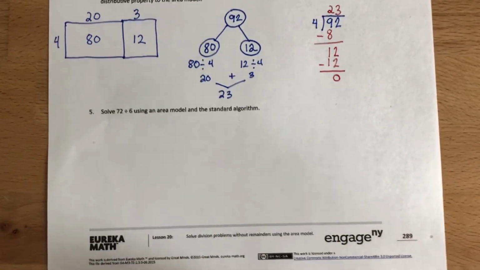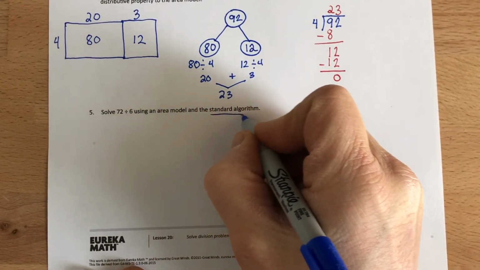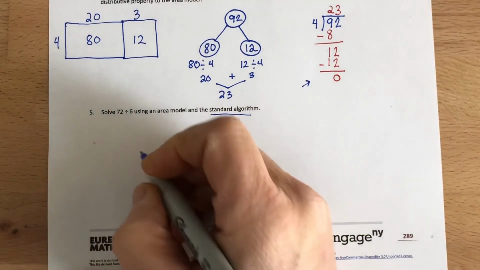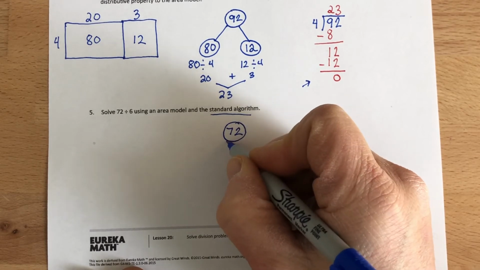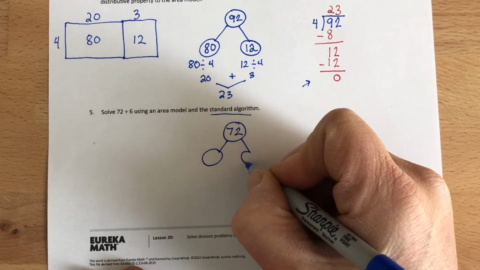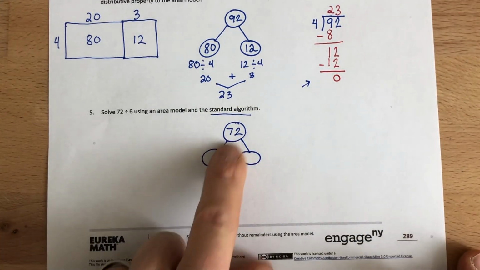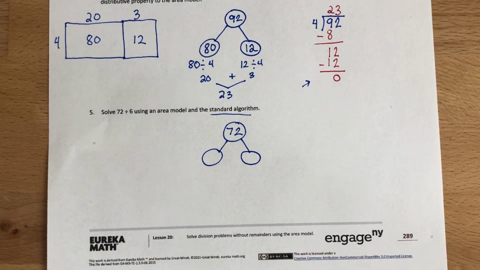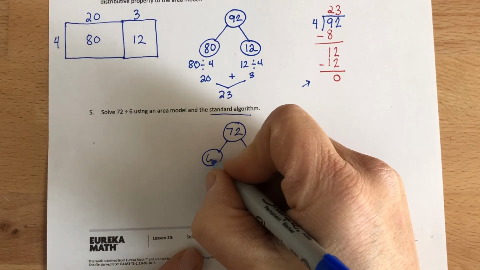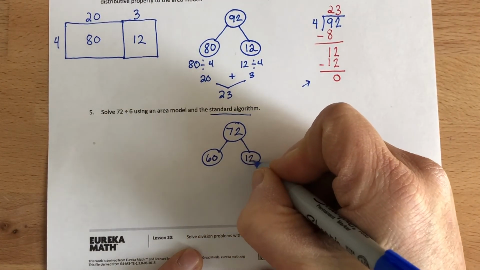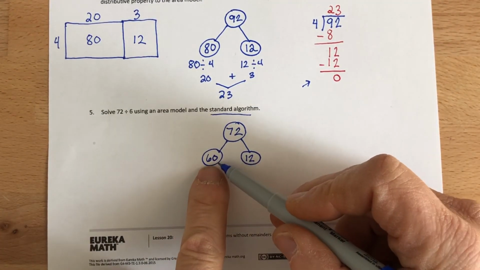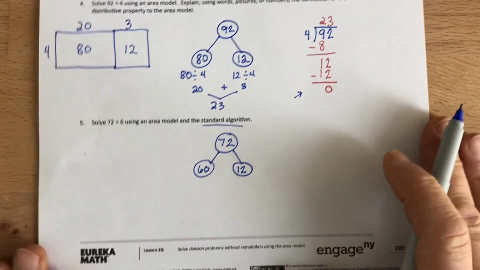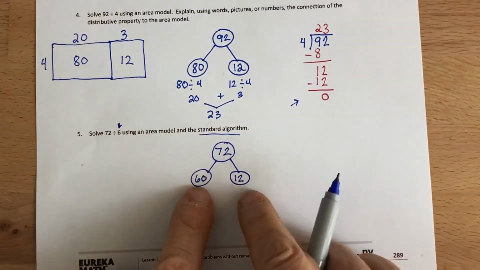So this is what I'm going to do. Standard algorithm, we know what that is. So 72 divided by 6. Here's 72. Put it in the middle, make my number bond. Ask yourself, how many 6s will fit into 7? Your answer is 1, right? Well, remember, that 7 is a 70. So I'm going to split this into a 60 and a 12. The reason I do that is because 10 times 6 is 60, and 2 times 6 is 12. I need to make sure that this 6 fits into these two numbers evenly.